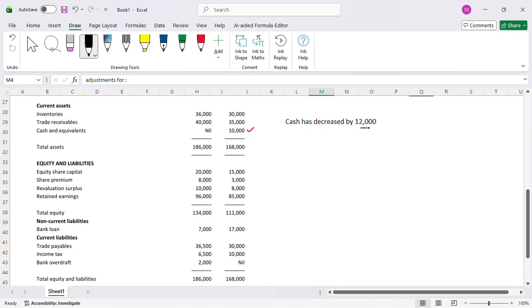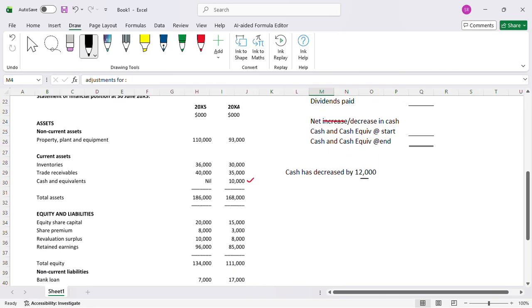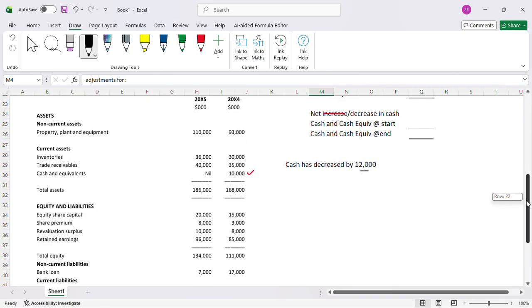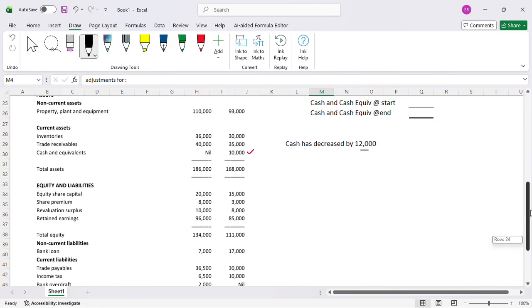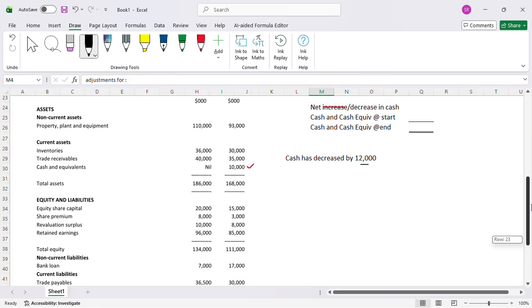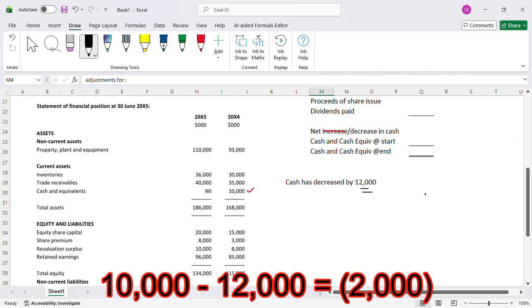Cash has decreased by 12,000. How did I get this figure? Well, if you look at the 20X4 figure, it was 10,000 positive. But if you look at 20X5, it was 2,000 negative, bank overdraft. So how did we go from positive 10,000 to negative 2,000? It must have decreased by 12,000. So we will have a net decrease in cash and cash equivalents.